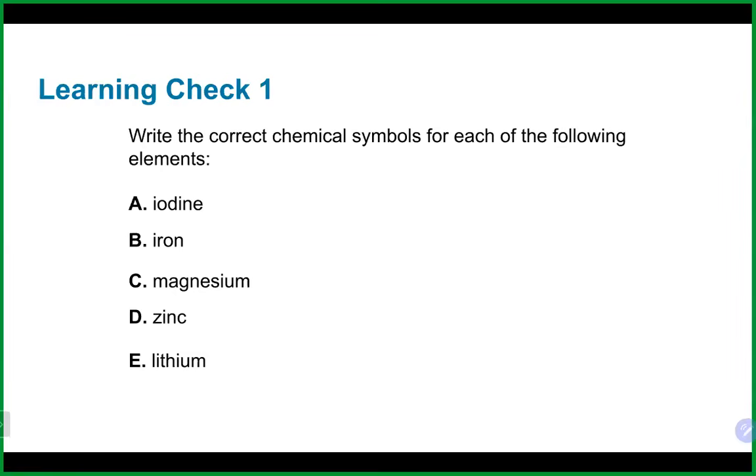So let's take a look at these. The correct symbol for each of these. Iodine is I, it's just capital. Iron is capital F, lowercase e. Magnesium, which is not to be confused with manganese, is capital M, lowercase g. Zinc is Zn, and lithium is Li. So again, capital letter for a one letter symbol, capital letter followed by lowercase for our two letter symbols. Any questions on any of those there?